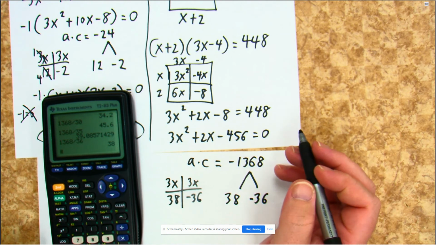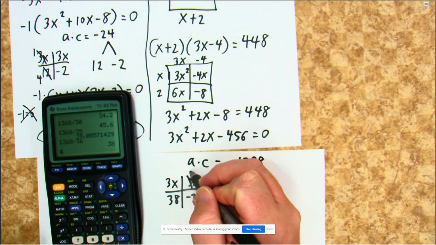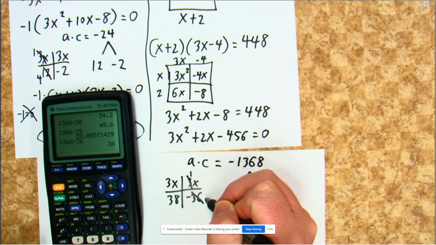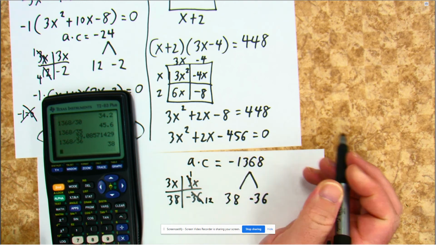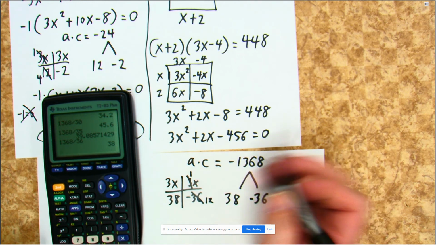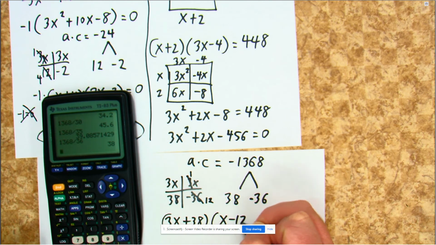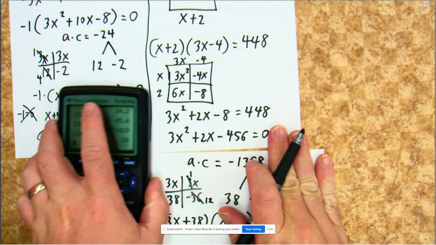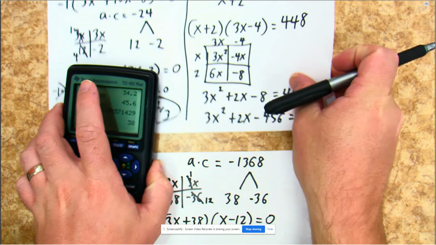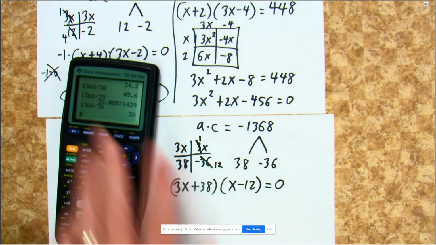I got to simplify. This becomes a 1. This becomes a 12, or a negative 12, really, because that negative stays on the bottom. The other one doesn't simplify. I end up with 3x plus 38 and an x minus 12 equals 0. Now, as you've seen before in the past, you set each of these terms equal to 0 and solve.